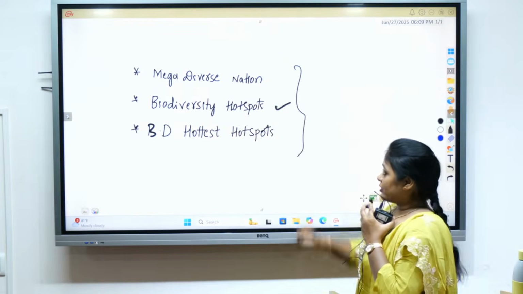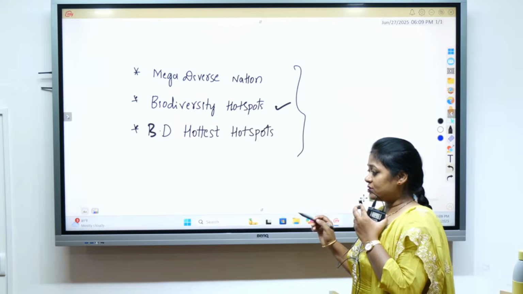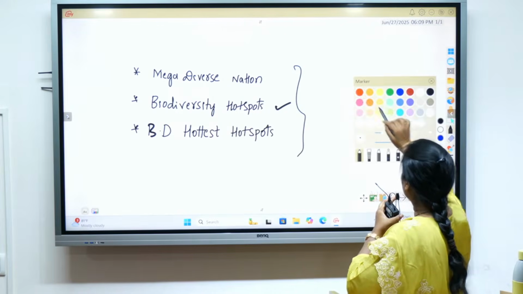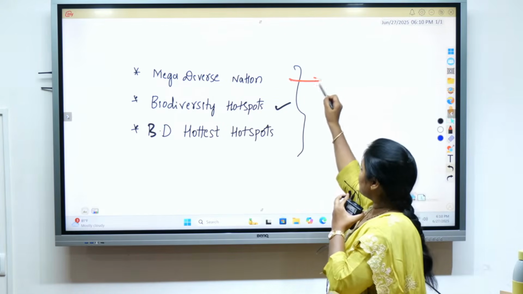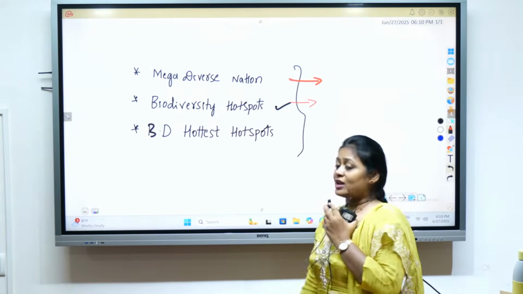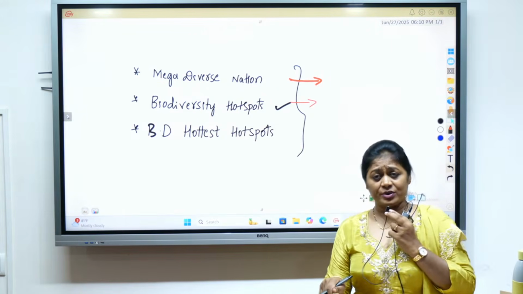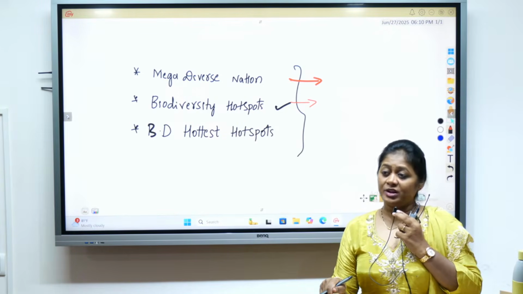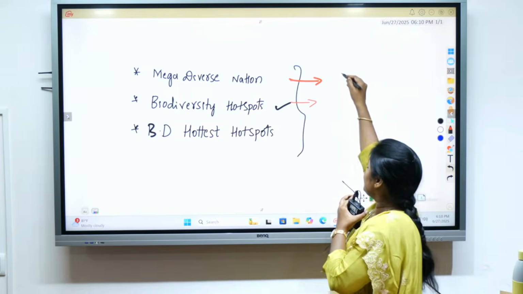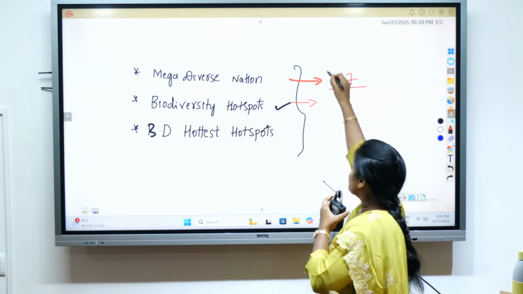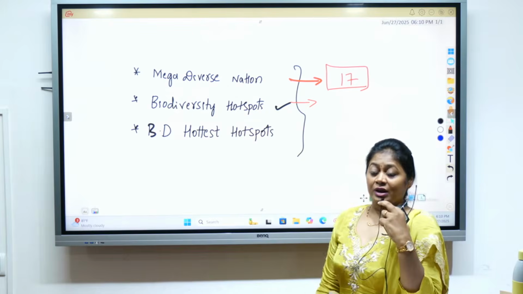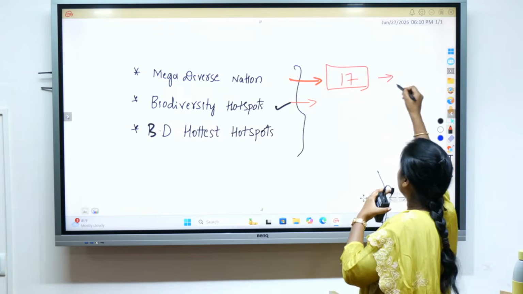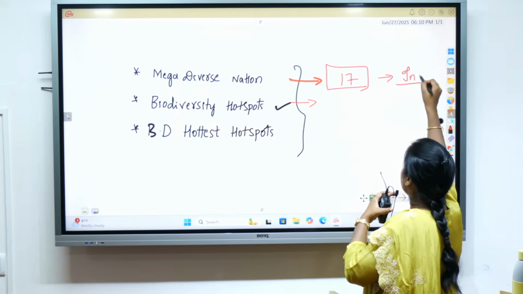So what do you mean by biodiversity hotspots and biodiversity hottest hotspots? I'll just give the numbers, then I'll come to the explanation later. Mega diverse nations: how many mega diverse nations are present in the world? There are 17 mega diverse nations across the world. India is one among them. India is one of the mega diverse nations.